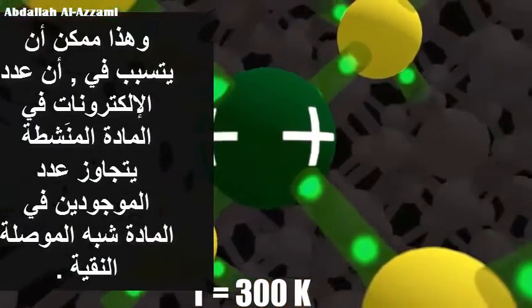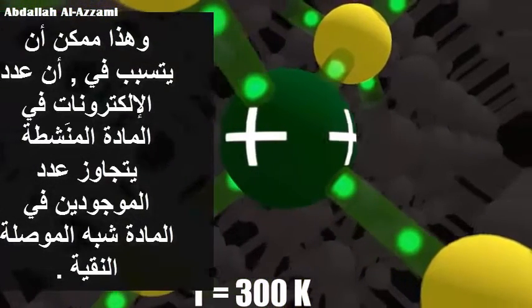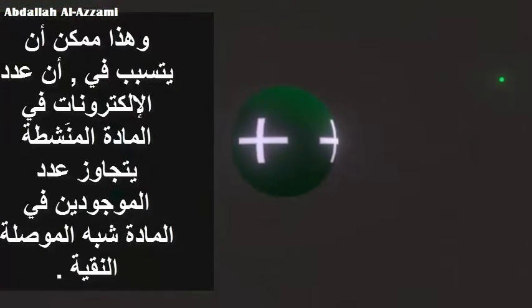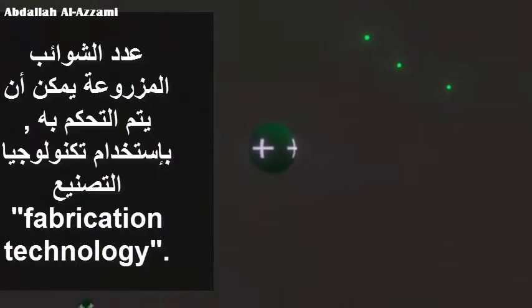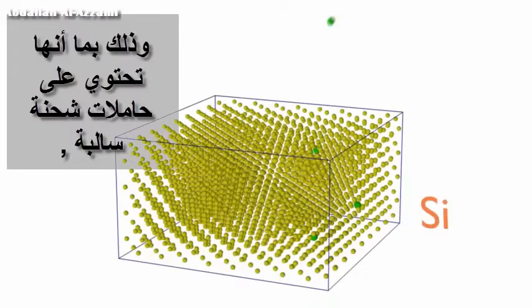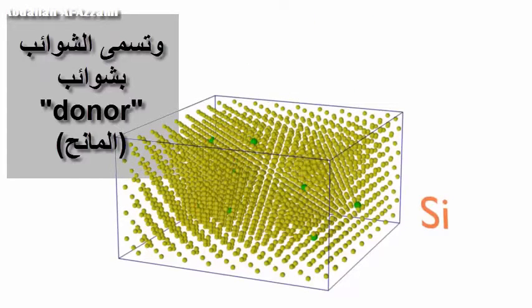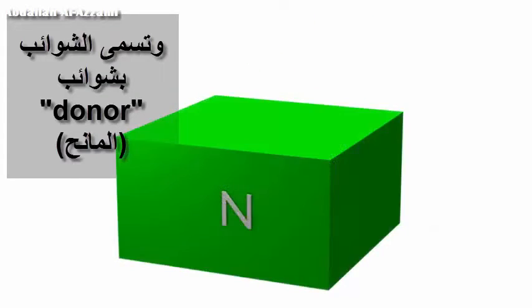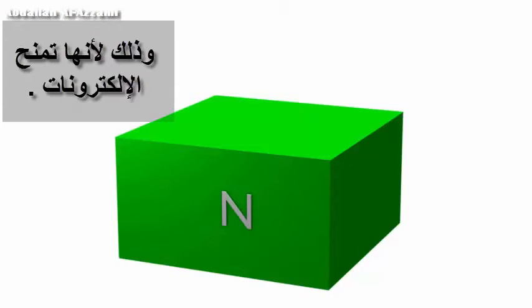This may result in the number of electrons in the doped material exceeding the number present in a pure semiconductor. The number of implanted impurities can be controlled using the fabrication technology. A semiconductor containing these impurities is called an N semiconductor, since it has negative charge carriers. The impurities are named donor impurities, since they donate electrons.